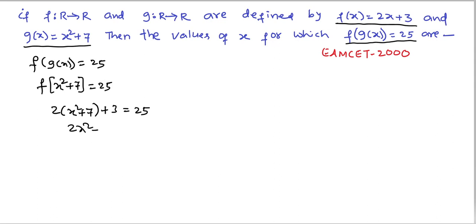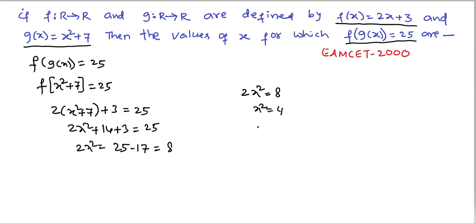2x square plus 14 plus 3 is equal to 25. Therefore 2x square is equal to 25 minus 17, 8. 2x square is equal to 8. X square is equal to 4. X is equal to plus or minus 2. The values of x are plus or minus 2.